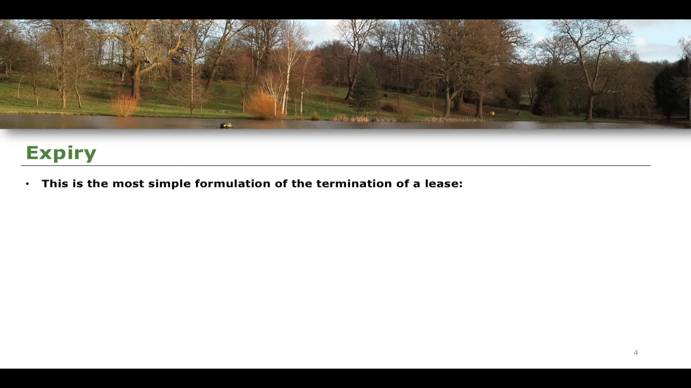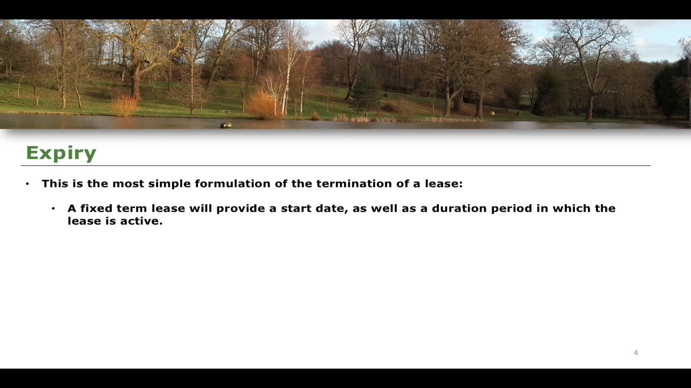Expiry. This is the most simple formulation for the termination of the lease. A fixed-term lease will provide a start date as well as a duration period in which the lease is active. Once this period has elapsed, that time will expire and the lease will come to an end.